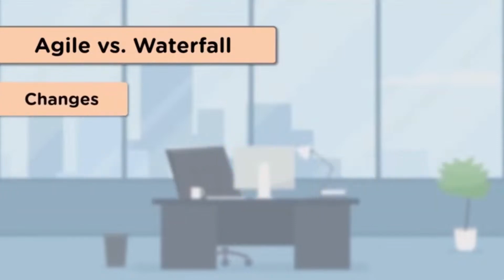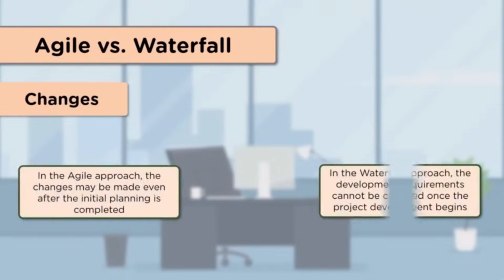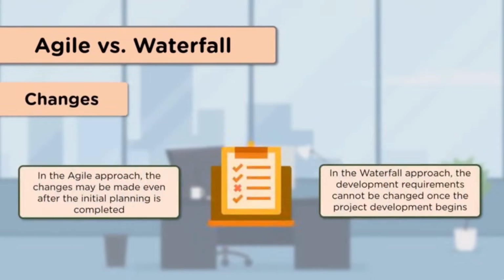Now, after the process, the aspect we will consider is accepting changes. In the case of agile methodology, the changes can be accepted after the initial planning is complete. Whereas, in the case of waterfall model, the development requirements cannot be changed once the project development has begun.